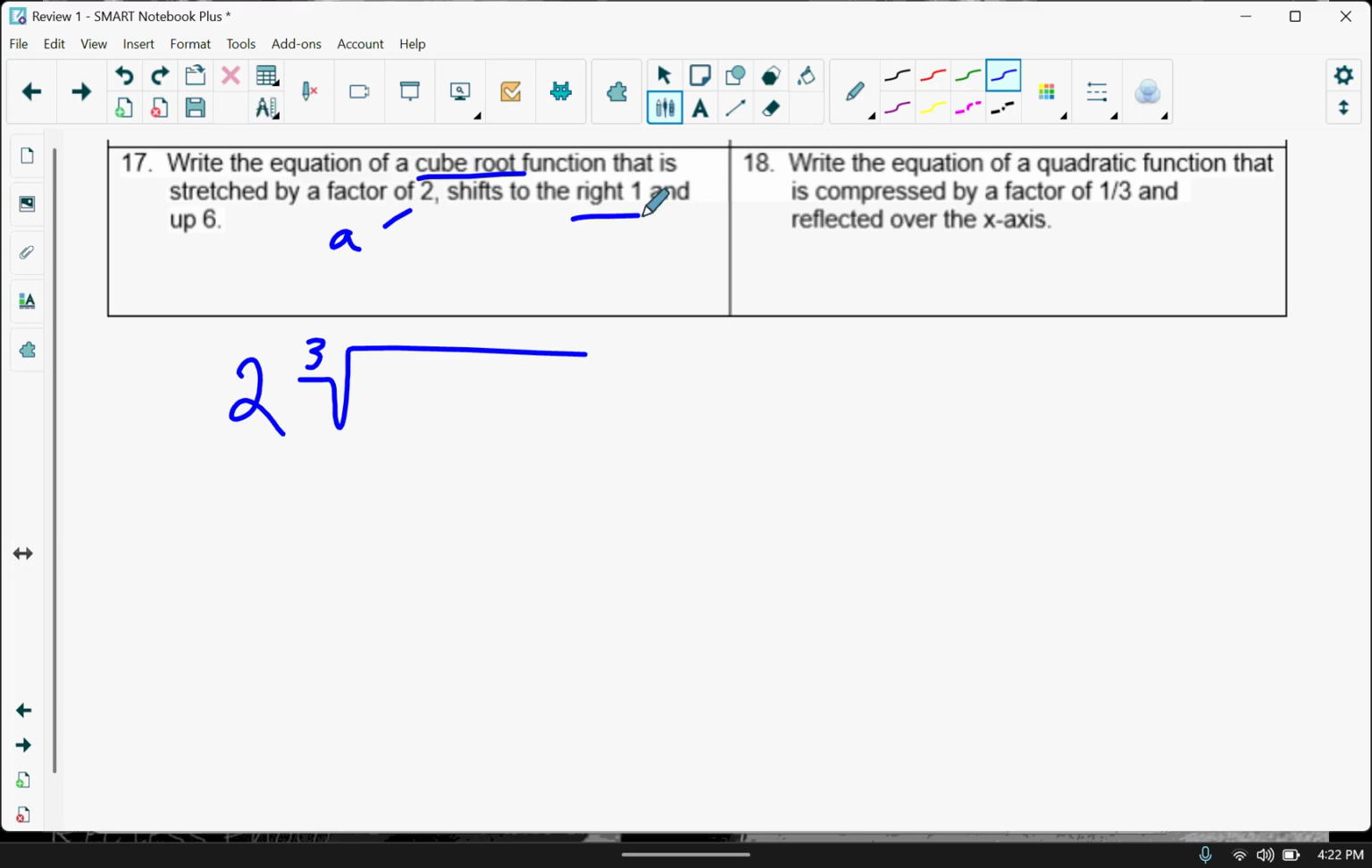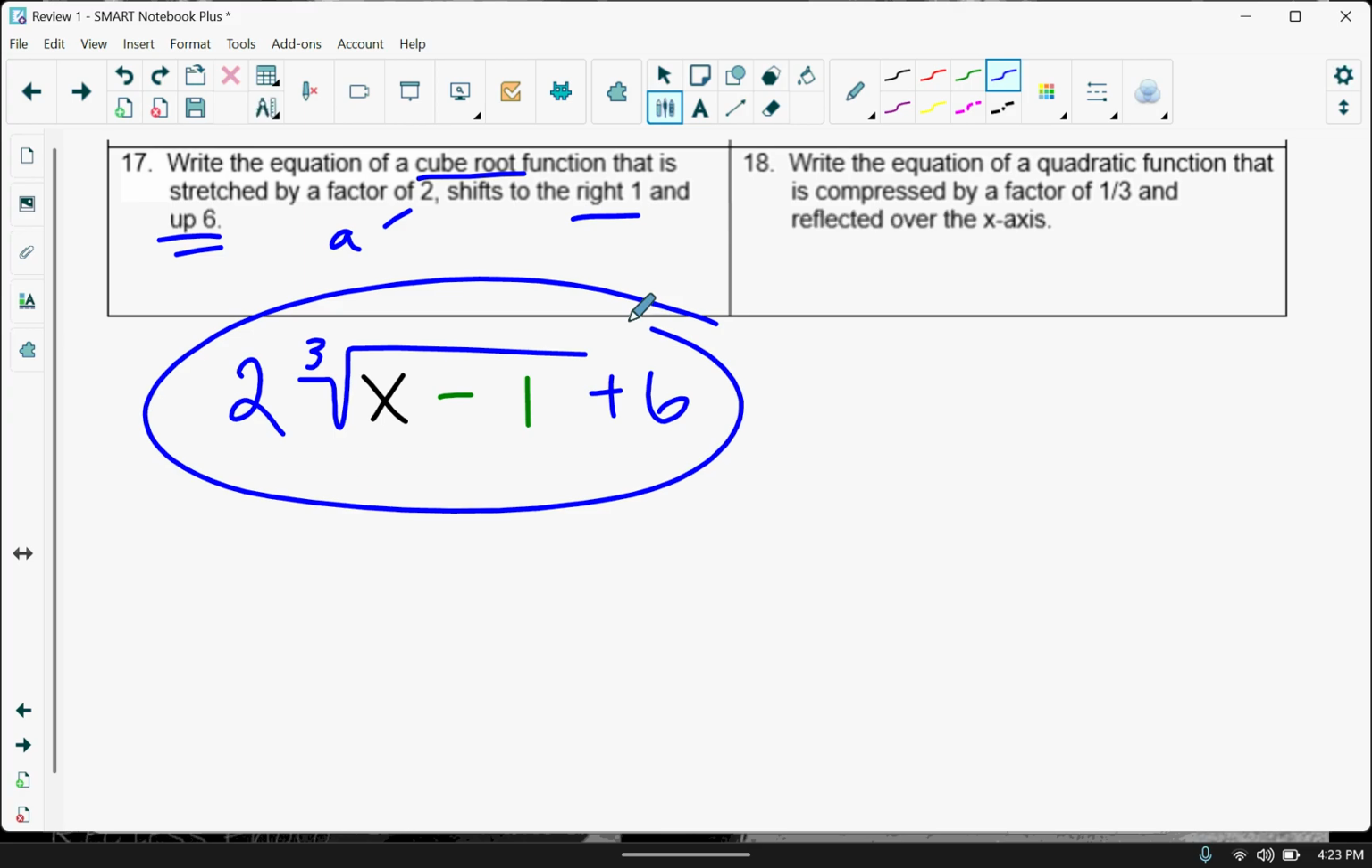It says shifts to the right 1. So let me stick the x on the inside. Now technically, right 1 would be +1, so I'm going to put it as -1 once I put it inside with my x. And then I have the up 6. Up 6 goes at the end. So my equation should be 2 cube root of x minus 1, and then +6 on the outside.